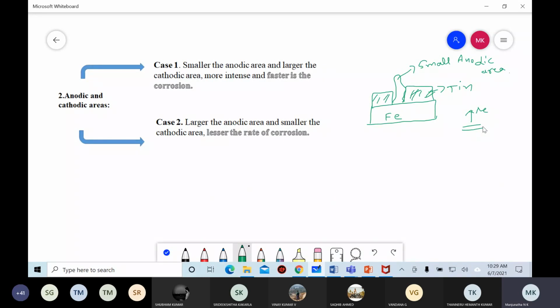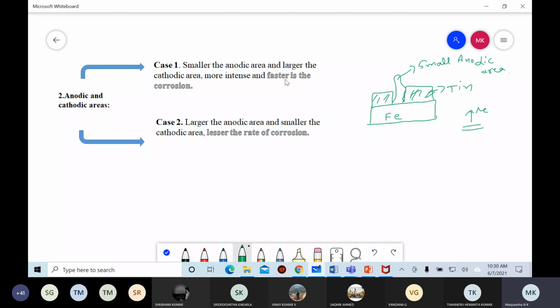For example, a broken coat of tin on the surface of iron metal. See here, this is one iron metal. On the surface of this iron metal, tin metal is coated, but in this portion it is not coated, it is broken. So that indicates there is a small anodic area. In this way, smaller the anodic area, larger the cathodic area is formed. Gaining of electrons at this cathodic region increases, therefore it increases the anodic reaction, therefore increases the rate of corrosion.